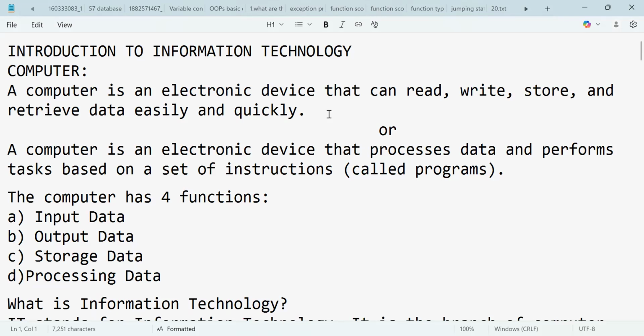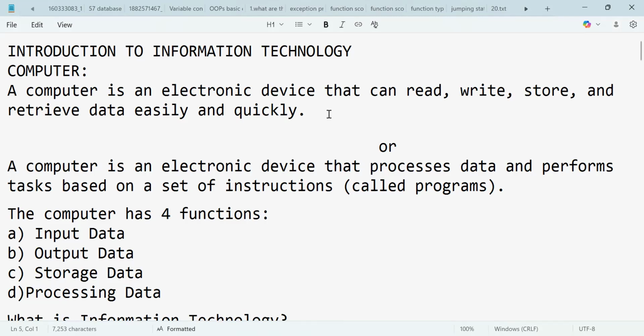One more thing: what is the computer's full form? The full form is Commonly Operated Machine Particularly Used in Technical and Educational Research. Okay, this is the full form of the computer.